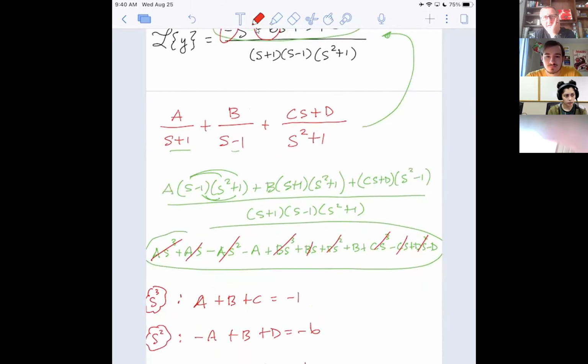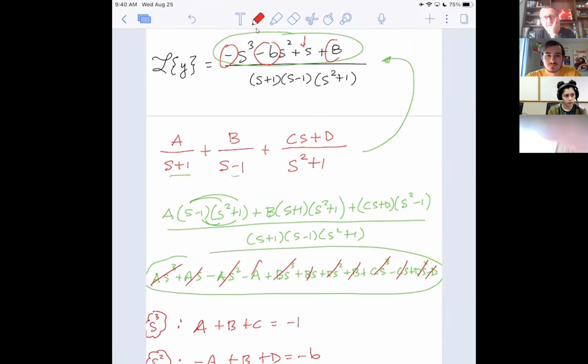And finally, my constant terms. I've got a negative A. I've got a positive B. I've got a negative D, and that's got to be equal to my constant term, which was 8.